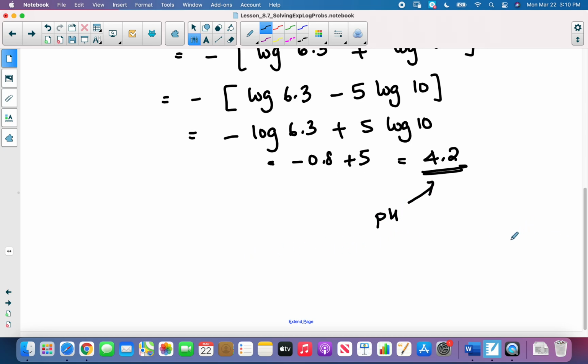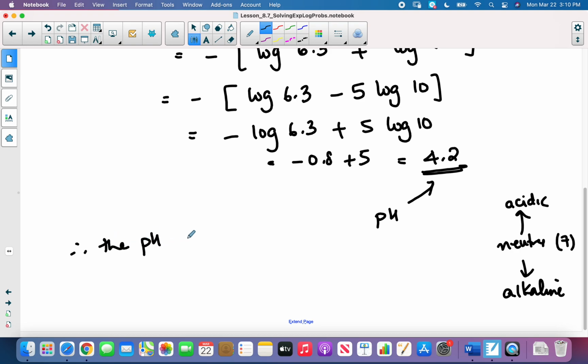And for pH, neutral pH is 7. Anything less than 7 is acidic, and if it's greater than 7, it's alkaline. So this value is 4.2, so therefore the pH of tomatoes is 4.2. So you can see that it's acidic, because it's less than 7.